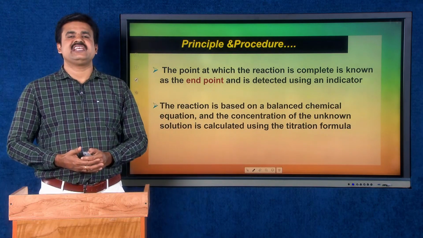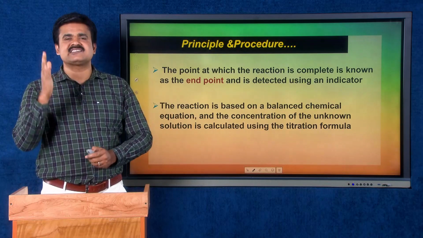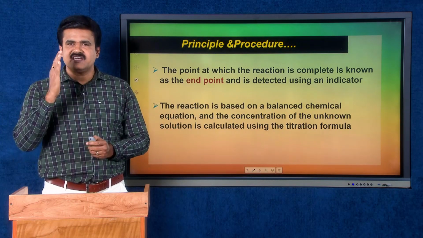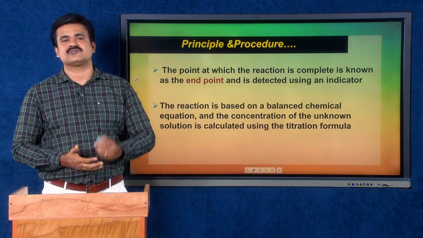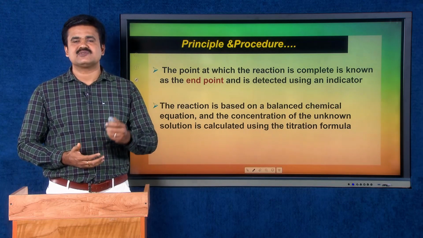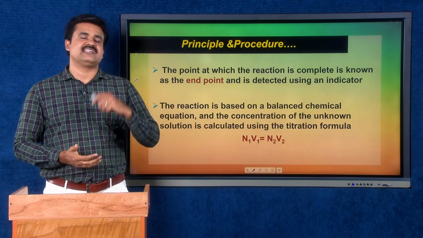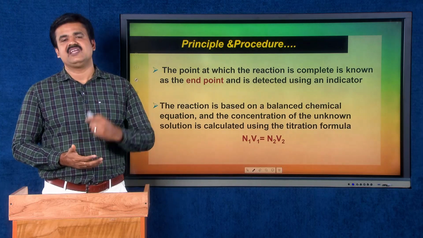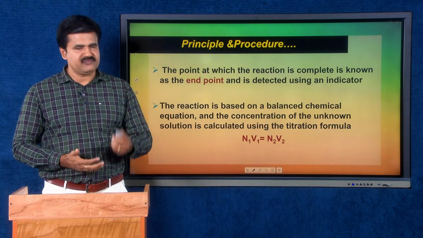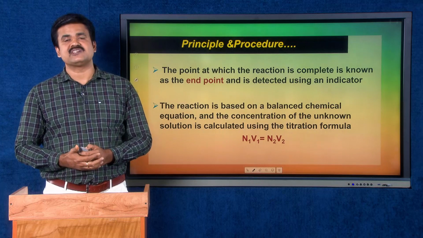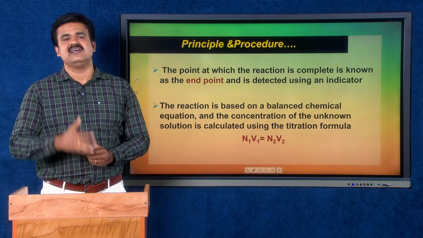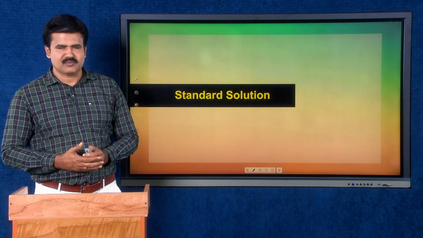The reaction is based on a balanced chemical equation, and the concentration of the unknown solution is calculated using the titration formula. The titration formula is nothing but N1 V1 = N2 V2. That is, the number of milli-equivalents of the first component should be the same as the number of milli-equivalents of the second component.